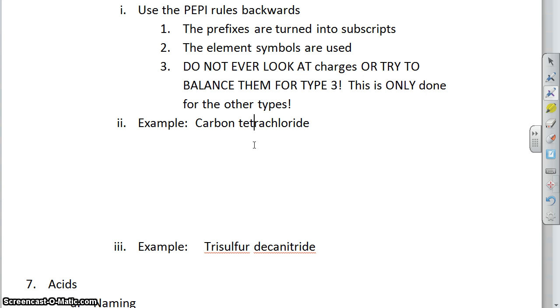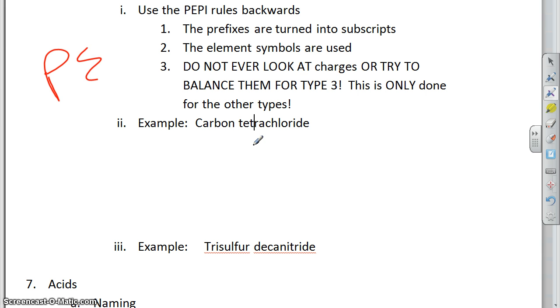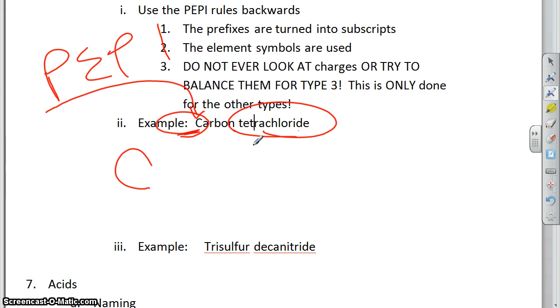The first example here, carbon tetrachloride. We go prefix, element, prefix, ion. So we look at the first prefix, and there isn't one, which means it must have been a mono. PEPI is really for naming, but going backwards, we can figure out the formula from the name. So we know that carbon had no prefix, which means it must be a 1, so the carbon must have a 1, but we don't write 1s. It's an understood thing. Tetrachloride means that the next thing that comes is chloride, and there are how many of them? Well, there are 4 of them. We're done. Don't look at charges.